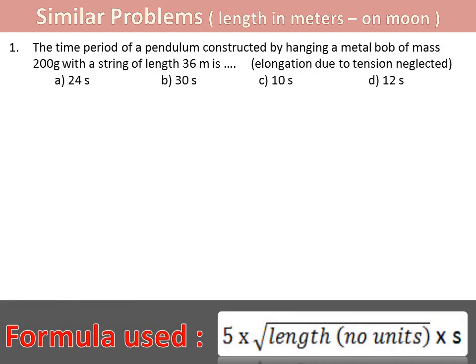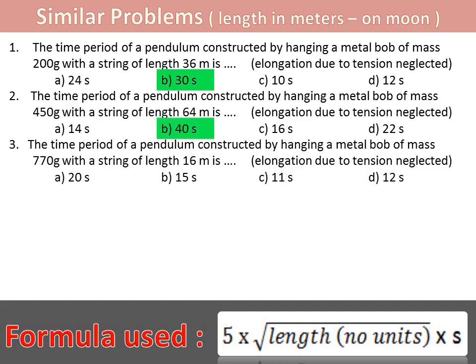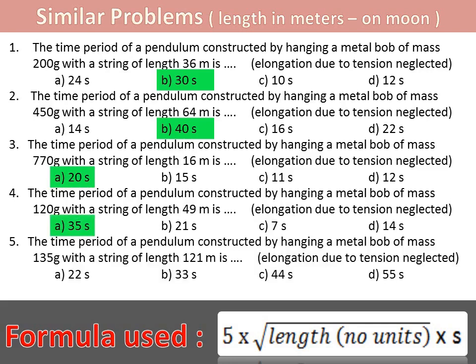So for the first question, root 36 is 6, 6 fives are 30, that is the answer. And for 64, root is 8, so 8 fives are 40, that will be the answer. And for 16, root of 16 is 4, so 4 fives are 20. And for 49, root 49 is 7, 7 fives are 35. And for 121, root 121 is 11, so 11 fives are 55 is the answer.